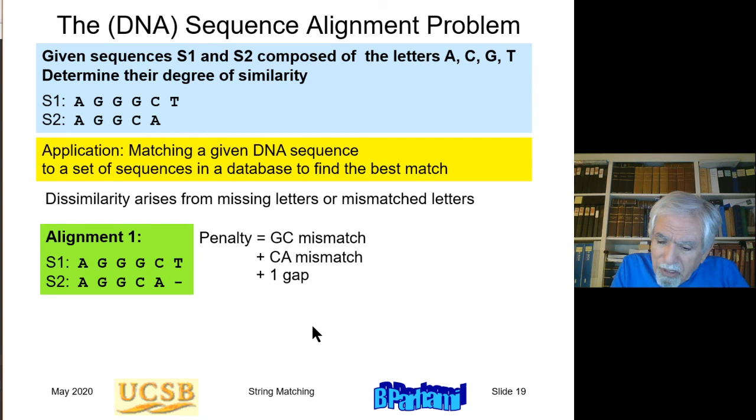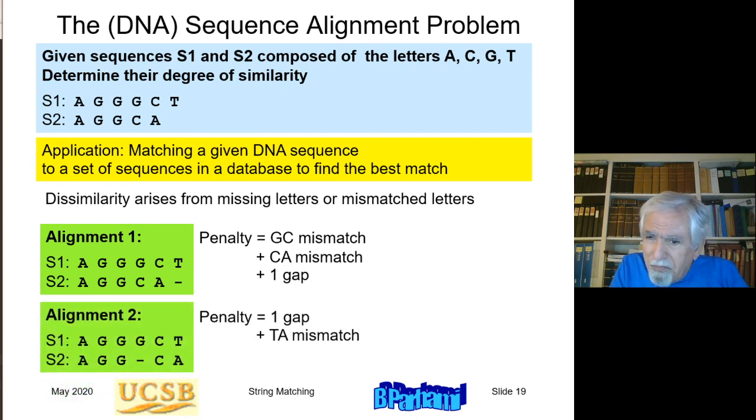Okay, let's now align the two differently. I say, okay, maybe this sequence is missing something here. So I align it like this. Now I have match, match, match, gap, match, a TA mismatch. So the mismatch has been reduced. In both cases, I have one gap. In this case, I have just one mismatch. And in this case, I have two mismatches.